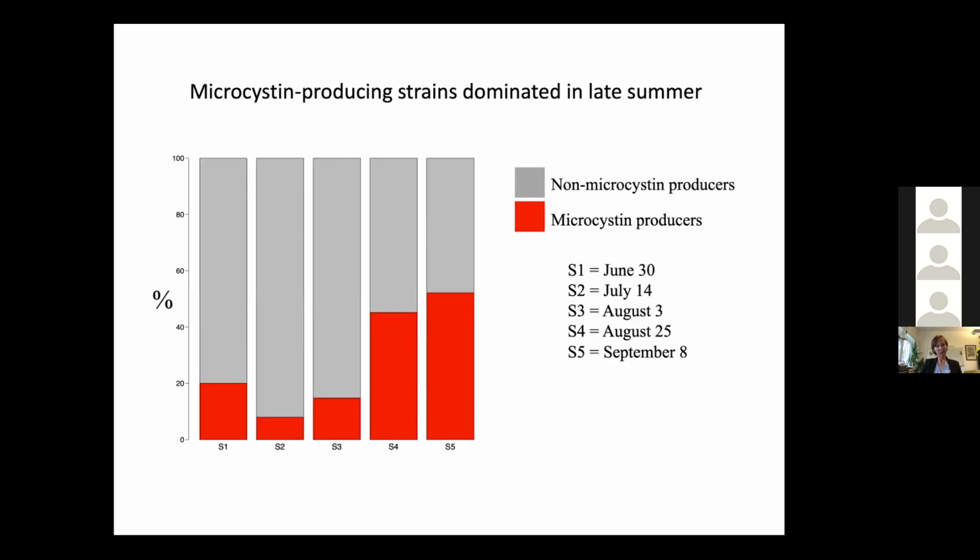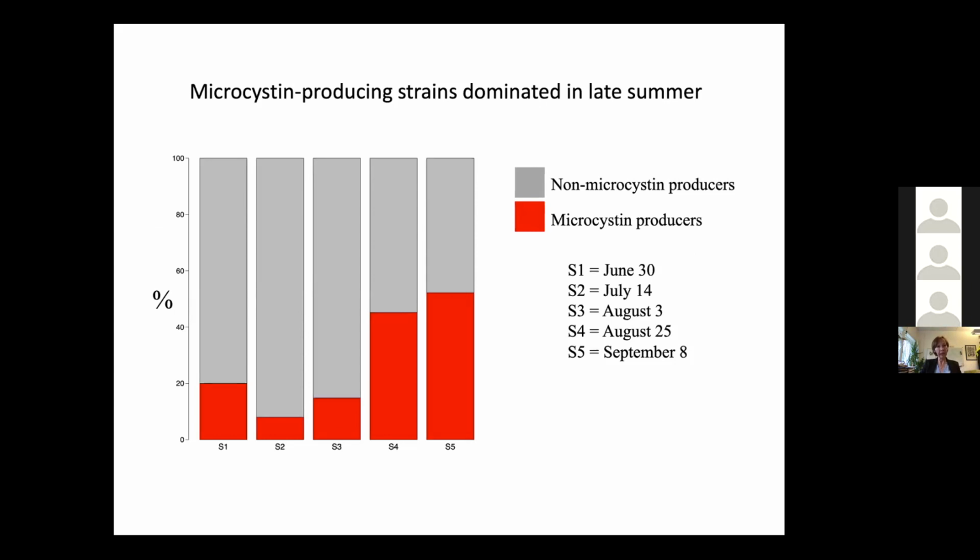Now, in addition to that, microcystin producing strains dominated towards the end of the summer. This figure shows the proportion of microcystin producing to non-producing strains, and the red ones are the microcystin producers. And you can see they're only a low percentage in the beginning of the summer, but then in August, September, there's a bigger proportion of the toxin producers. And this is statistically significant, and the question is, well, what's happening here?